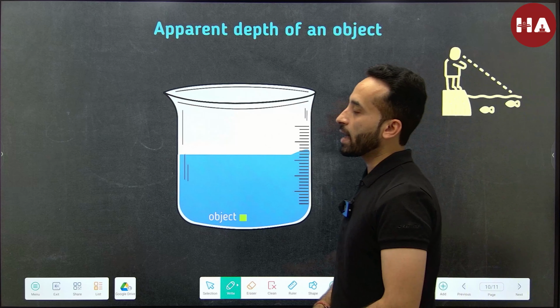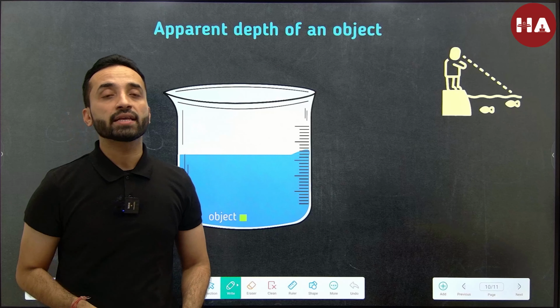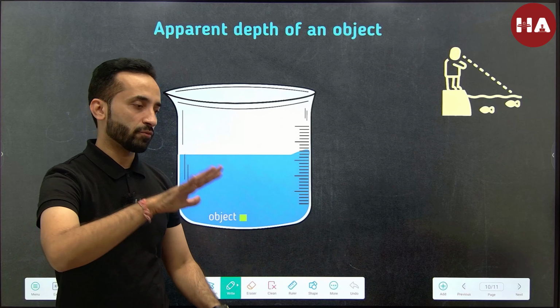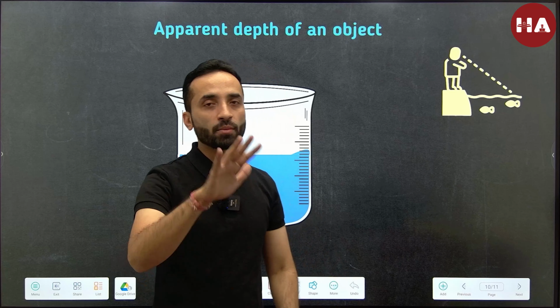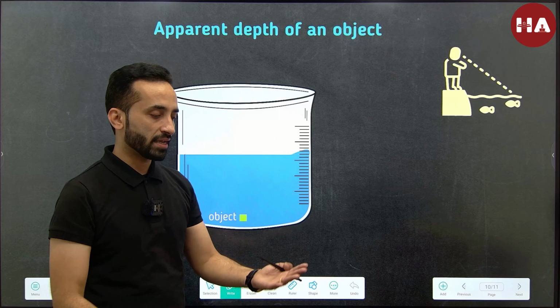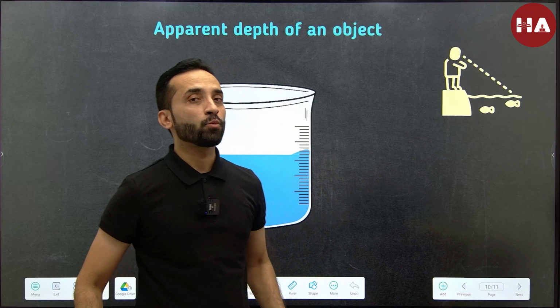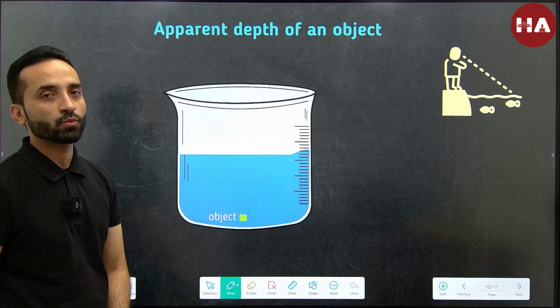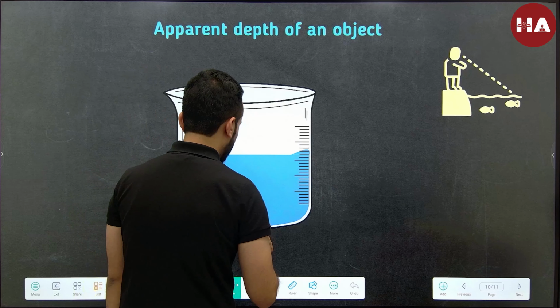Now let's talk about the apparent depth. So whenever you are seeing a swimming pool and you are visualizing the floor of the swimming pool from outside, it is deeper than you think. Like it is virtually lifted. Why does that happen? Let's say there is a coin or something like that at the bottom of the water body. Can you imagine this?